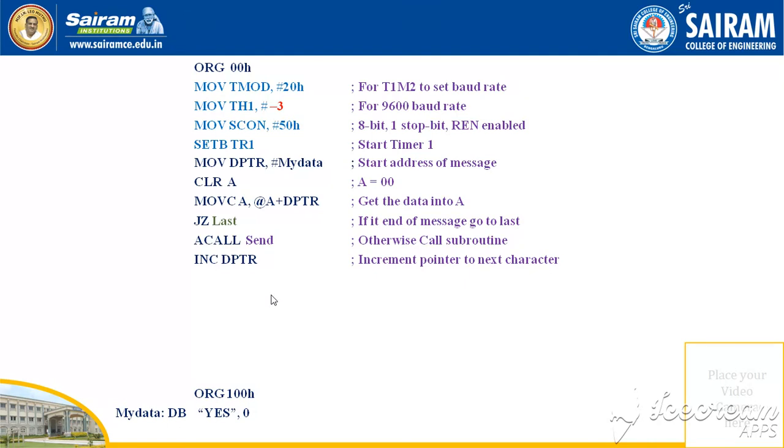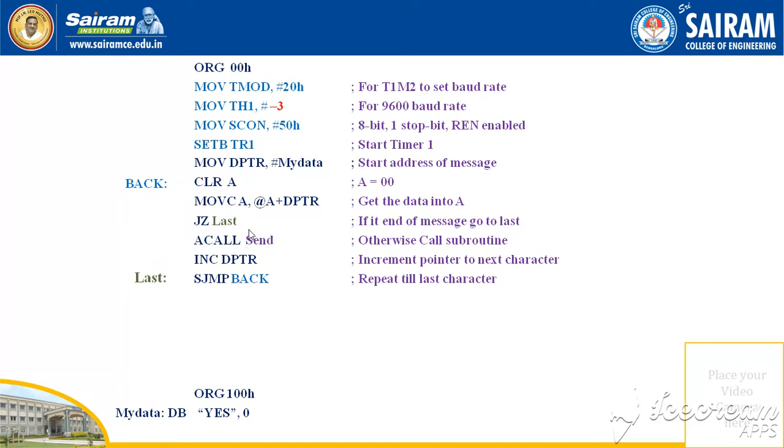It will go to send. It sent the character and it will come back. When it comes back, increment the DPTR to get the second character, and yes, jump back goes to clear A. Again it clears and repeats the procedure. This is the main program.